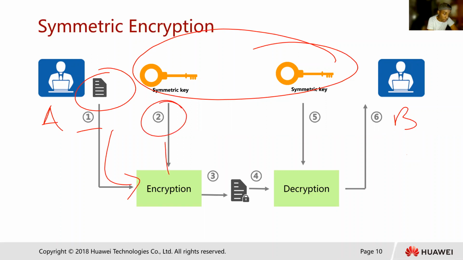The symmetric key is an input as well as the data. So this is where the process of encryption takes place. As an output on the third step, we now get what we call the ciphertext. So we have the ciphertext here.